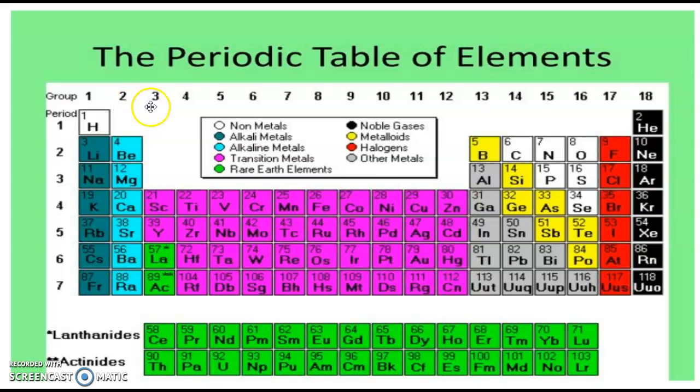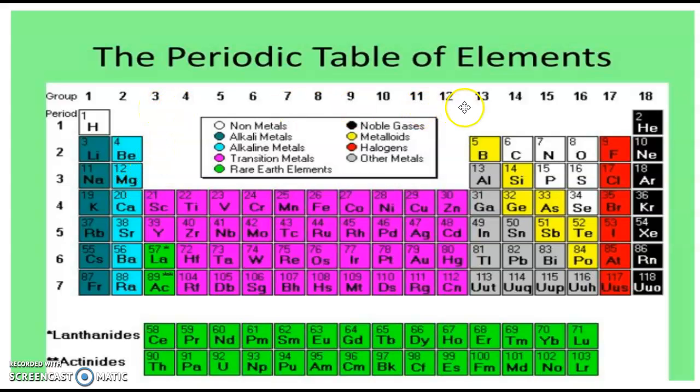In these 18 groups, the colors marked in white represent non-metals. This is the first group, represented in blue color, which is nothing but the alkali metals, and the second group elements are called alkaline earth metals or alkaline metals. Both alkali metals and alkaline earth metals form the S block.